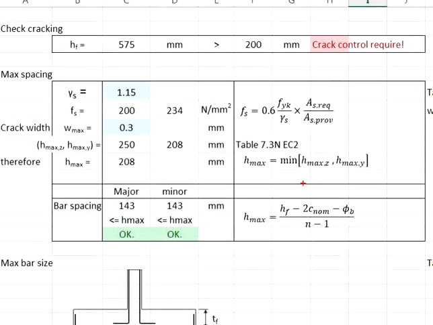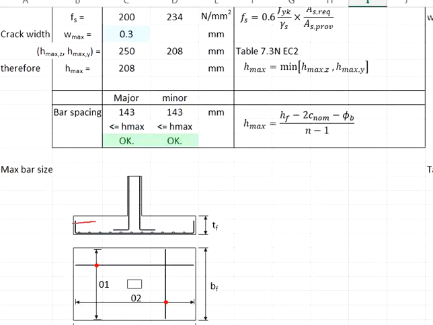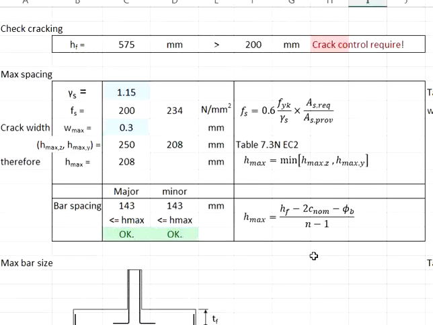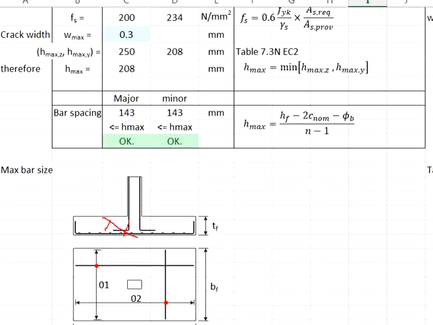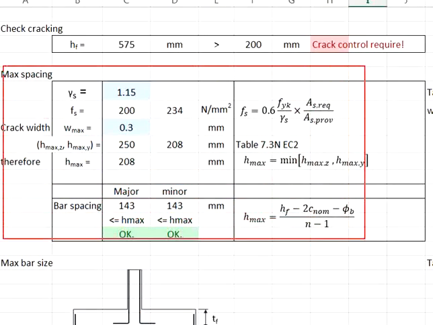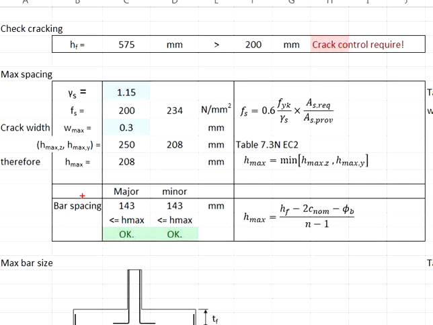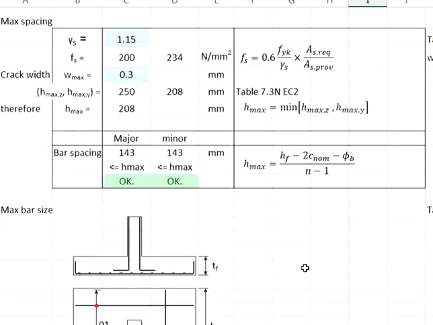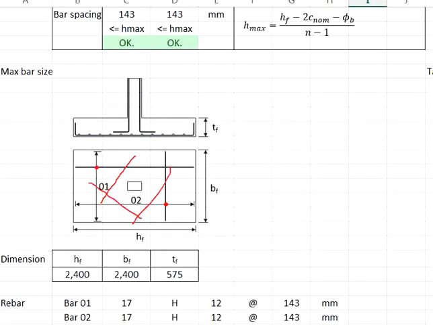And then check for the cracking. If the thickness of the pad footing is greater than 200 mm, provide perimeter reinforcement at a distance of not more than 200 mm center to center. This is to control the surface cracking at the side of the pad footing. Also check for the maximum spacing. Check whether the bar spacing exceeds the maximum allowable spacing in order to control the surface crack at the soffit of the pad footing.